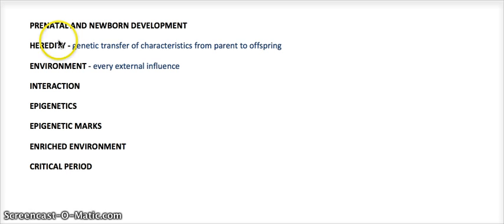So first, heredity. Heredity is the genetic transfer of characteristics from parents to offspring. And that is in contrast to the environment, which is every external influence. So when we talk about the gene or environment, is it nature, nurture? What we're talking about is heredity versus environment. The genetic transfer of characteristics from parent to offspring, the genes that are passed down, that's heredity, that's the nature. And then nurture is every external influence, whether it's prenatal or later in life.